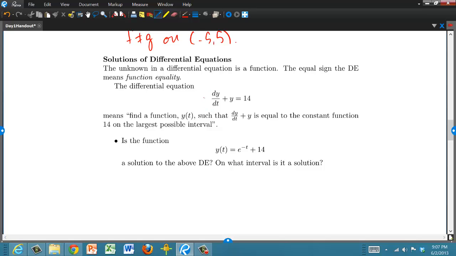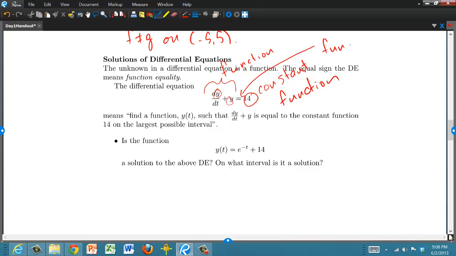Now remember, when we have a differential equation, this y is a function, and so dy/dt is a function, so this whole side here is going to be a function. Oops, sorry, I'm erasing. Here we are. All right, and a function's not equal to a number. This is a constant function over here. And so this equal sign is function equality.